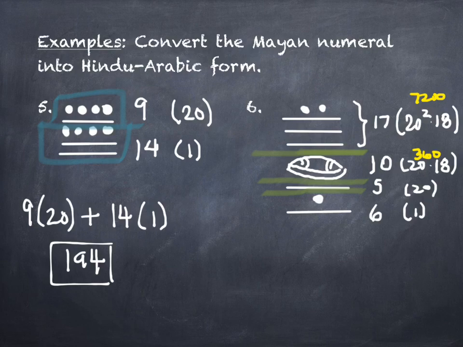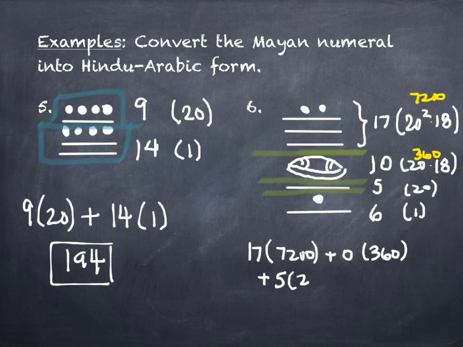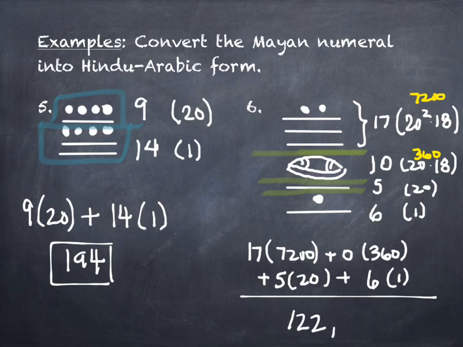So we can take each of these values times the place value they're in, so 17 times 7,200. And I can take 0, technically take 0 times 360. Of course, I don't get anything from that. And then I have 5 times 20. And finally, I have the 6 times 1, or 6 at the end. And if I add all of that together, I end up with 122,506.